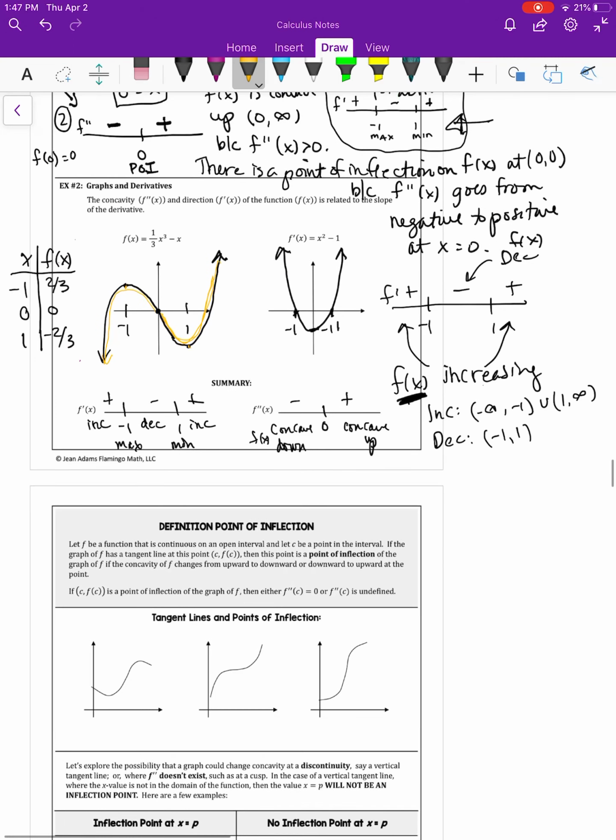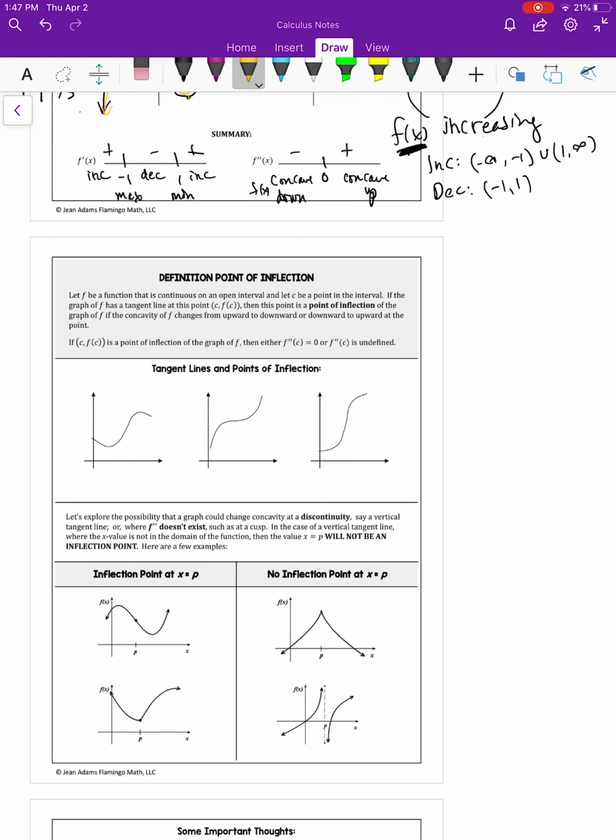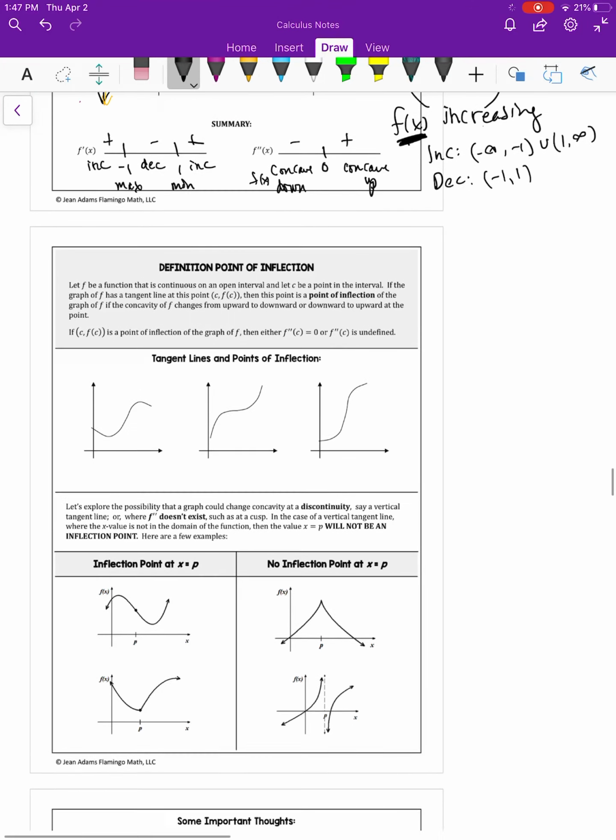So hopefully that example gave you everything in a nutshell. We were able to connect increasing and decreasing, the first derivative test, and now our new stuff about the second derivative and concavity intervals and points of inflection, and bring that all together so that we can see it together.